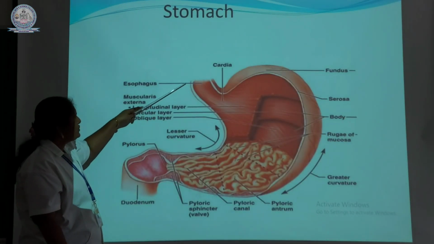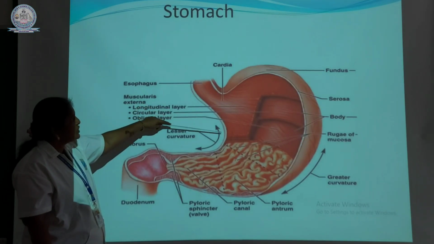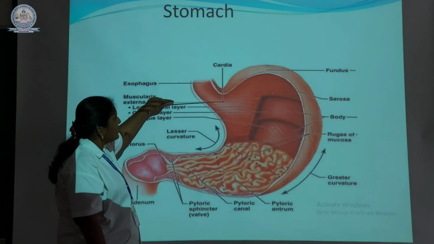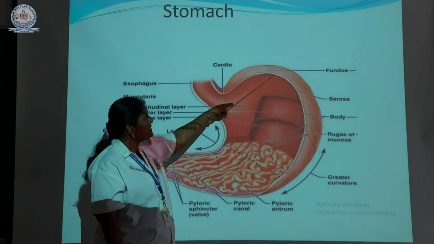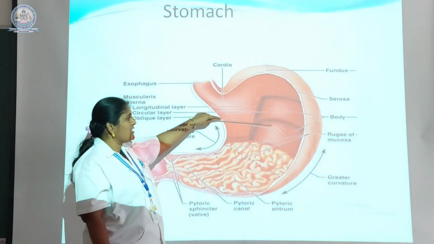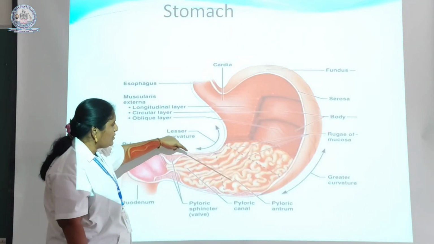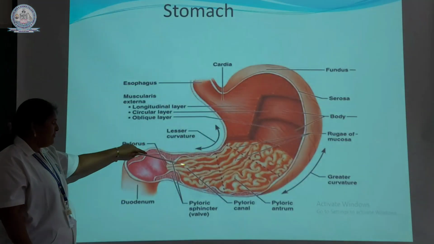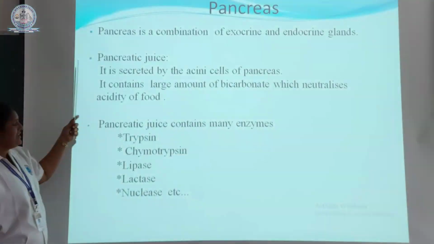This is the esophagus, which leads into the stomach. This is the cardiac stomach, followed by the fundic stomach. The center of the stomach is called the body of the stomach, followed by the pyloric stomach, and followed by the duodenum.